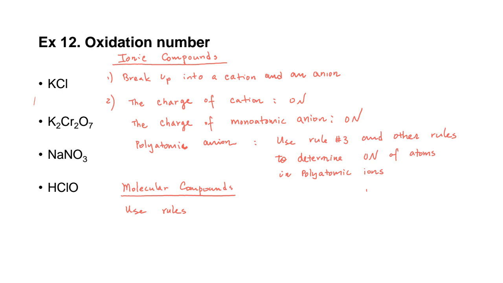However, if the anion is polyatomic, you have to follow rule number 3 and other rules. And also, if the compound is a molecular compound, you generally follow the rules that I have mentioned before. So I have 4 examples. Then I want to show how we can solve these questions.